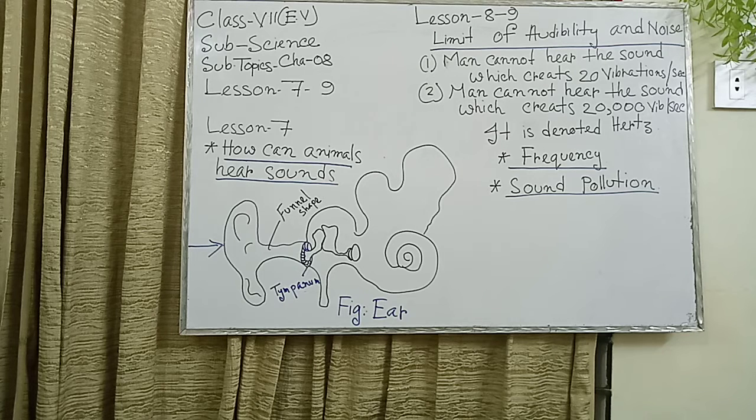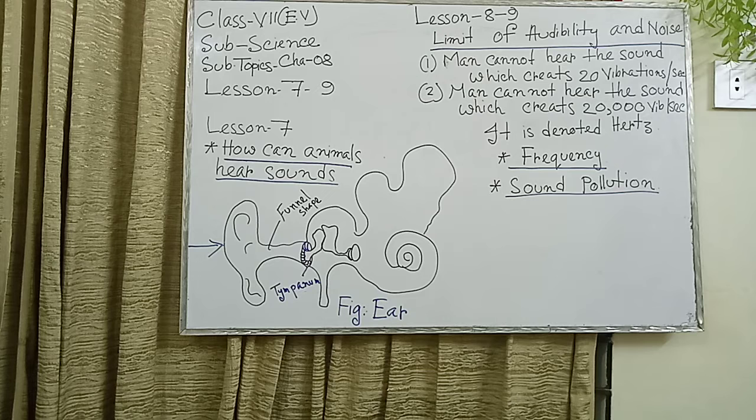We know that sound is produced as a result of vibration of an object. Can we hear the sound of all vibrating objects? No, we cannot hear the sound of all vibrating objects. Please note these lines. Man cannot hear the sound which creates fewer than 20 vibrations per second. Such sound is not audible. Such sound is called inaudible sound.